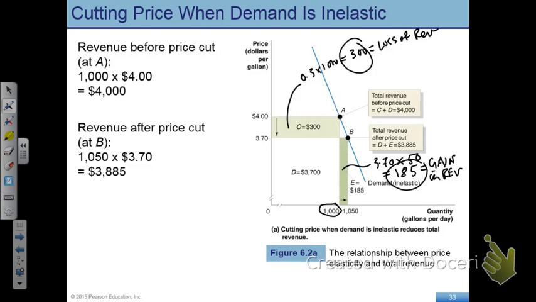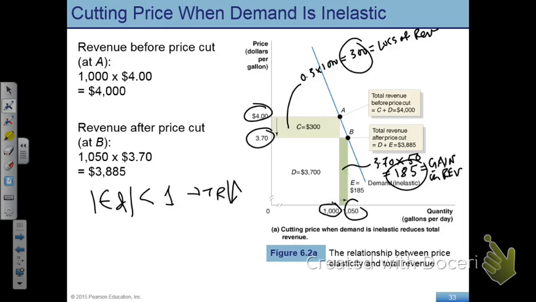Now, if you look at the numbers that are provided to you, the original price, the new price, the original quantity, the new quantity, you can calculate the elasticity of demand, and you will see that the absolute value is less than 1. We have done that in the previous class. So now let us connect the dots. We are really dealing with a demand curve for which the price elasticity of demand is less than 1. And we have just shown and convinced ourselves that whenever there is a price cut for a good for which demand is price inelastic, total revenue really goes down.